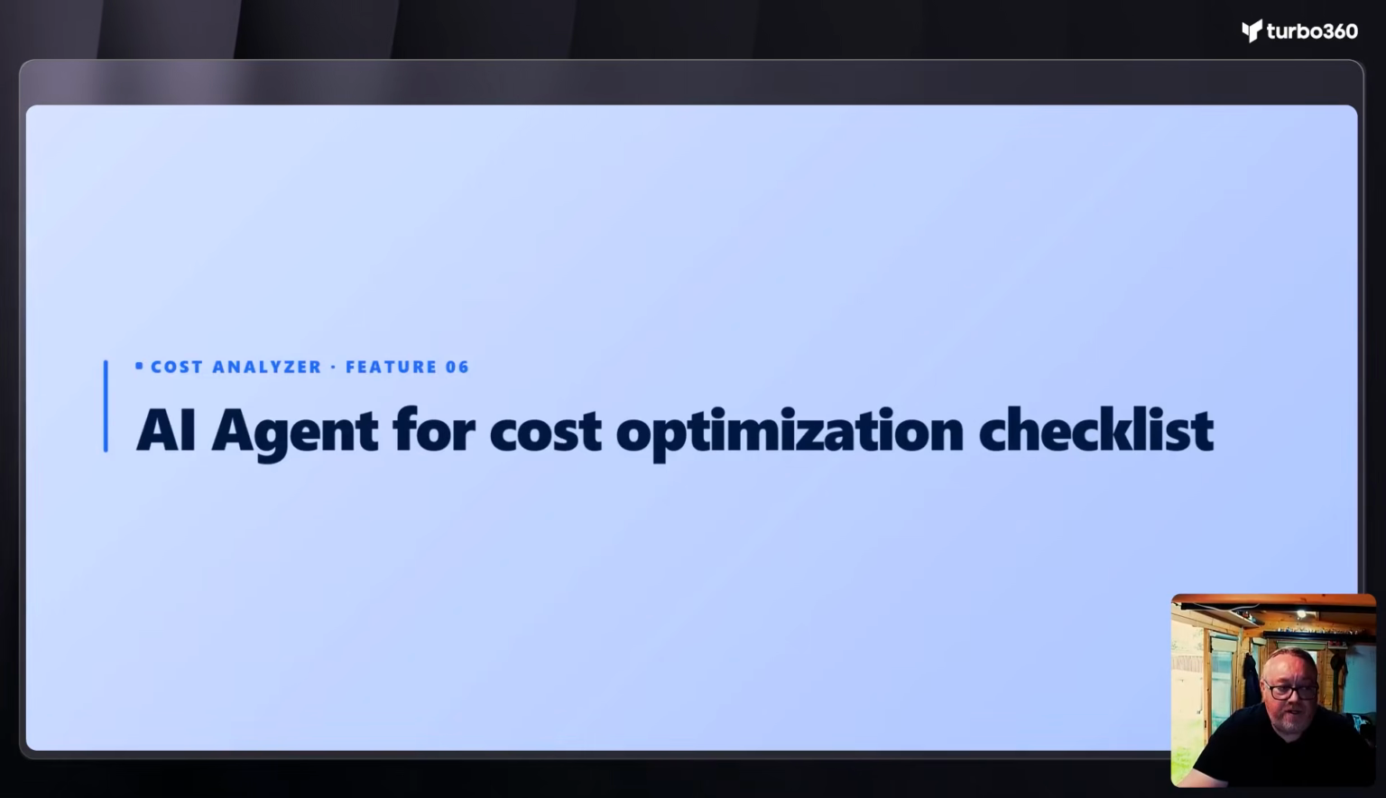The next feature we've added is an AI agent for cost optimization checklist. So what I'm thinking here is there's a lot of common things that you might not have thought that you can do in terms of cost optimization for a given resource. And you just want a checklist to see how you're doing against those common things.